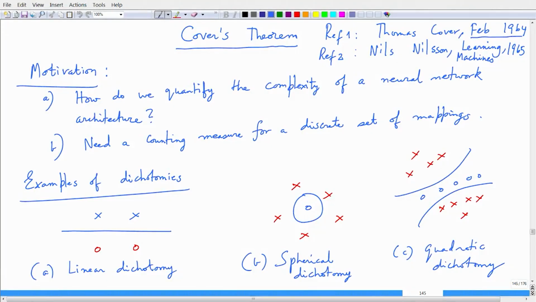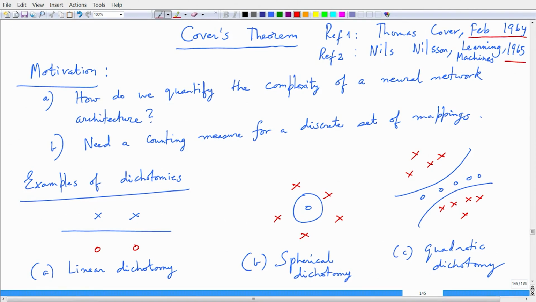Welcome all of you. So, let us get started with Cover's theorem. The reference to this work is the paper by Professor Thomas Cover in February 1964, followed by a book by Nilsson on learning machines in 1965.